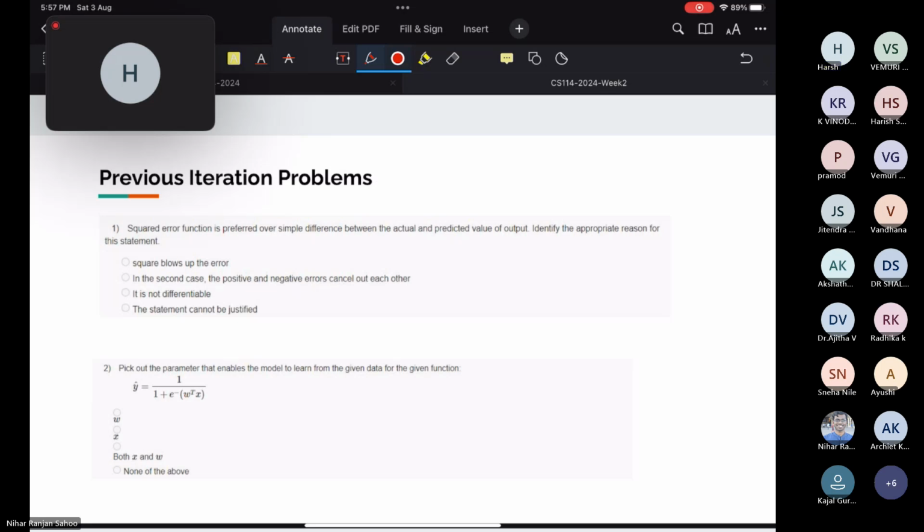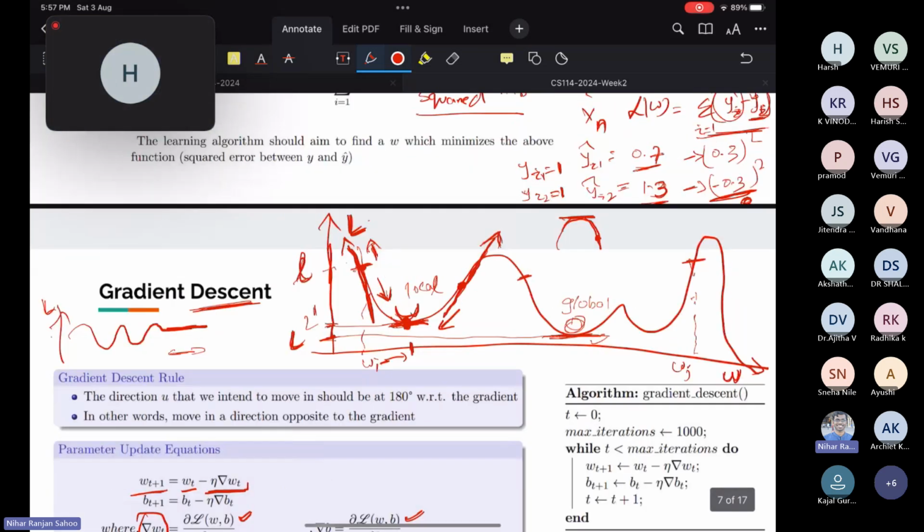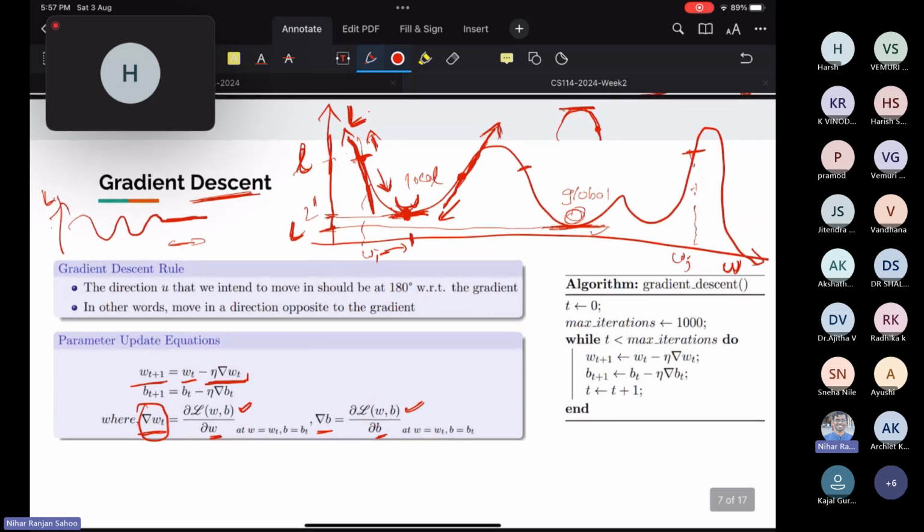Hello. Yes. Can we solve this global minimum problem by taking different initial values? Yes, by taking different initial values, we can solve the global minimum problem. Because initially we don't know the nature of this loss function, it's kind of hit and trial. One second.